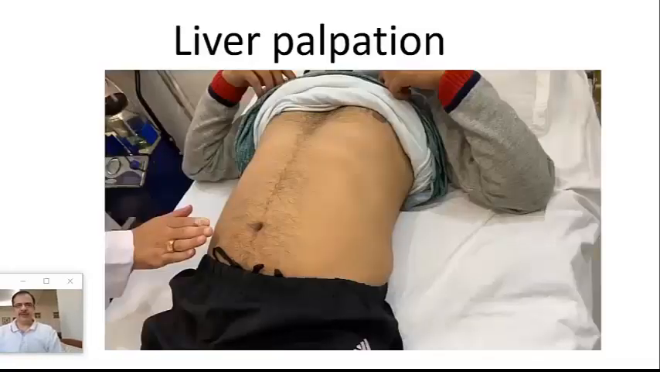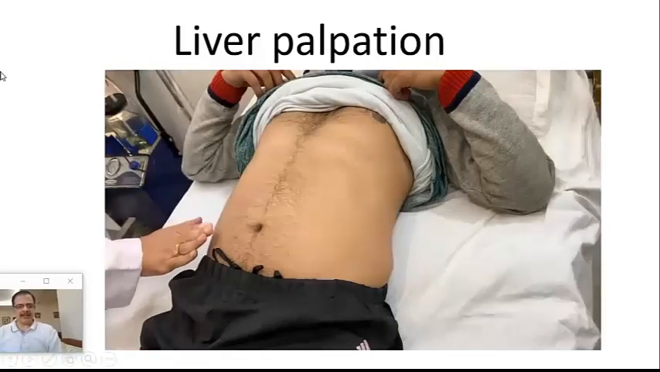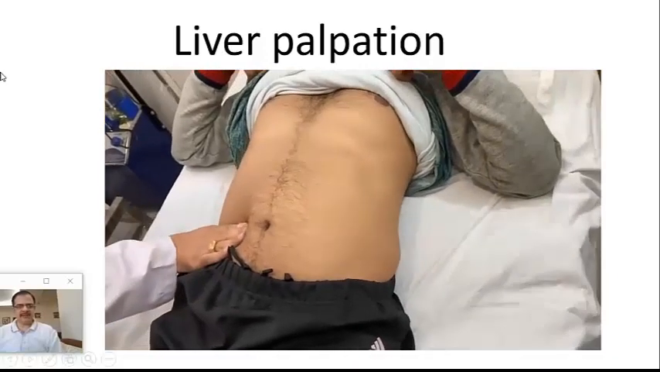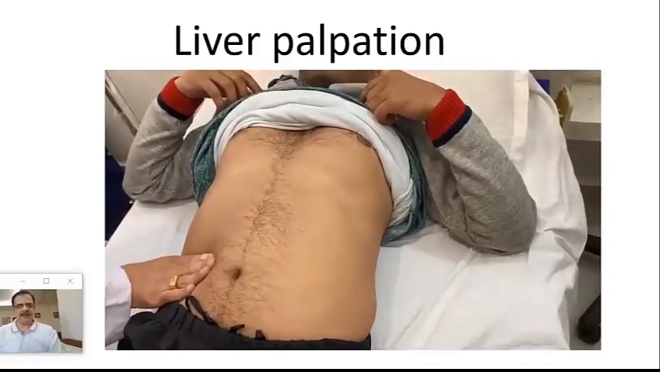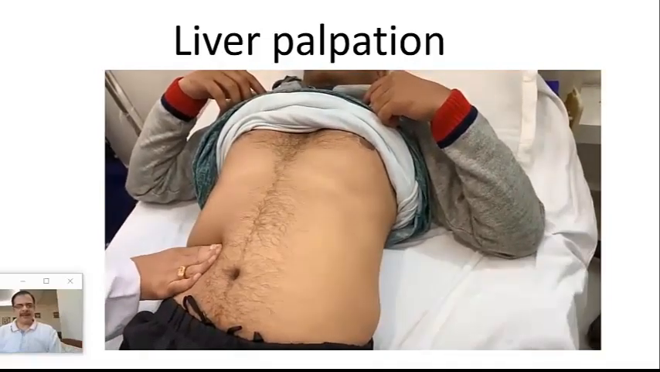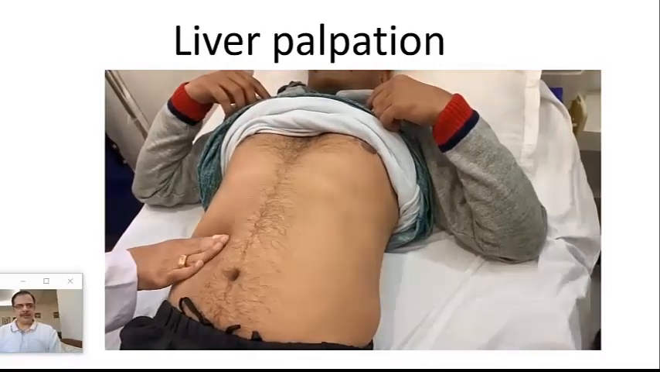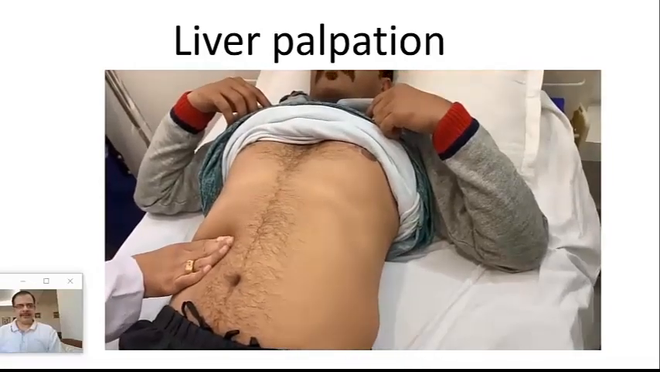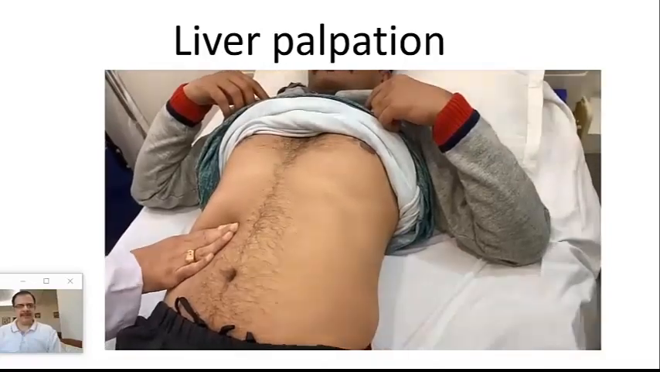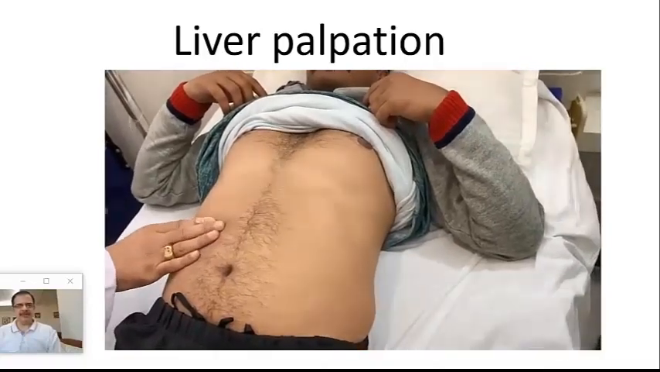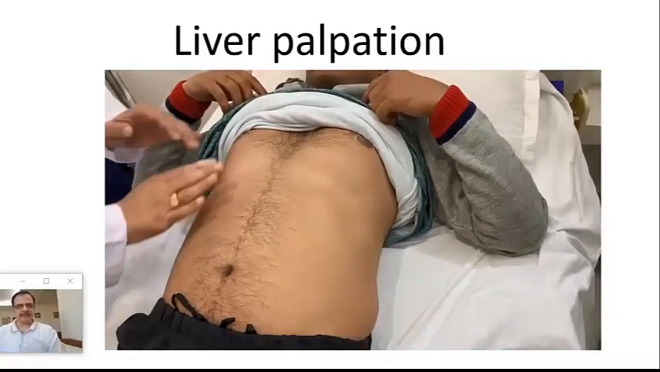First, we should know how to palpate the liver. The patient should be in a supine position and knees should be flexed, and we will proceed from the right iliac fossa region upward, parallel to the costal margin. The patient will take a deep breath and we will palpate the margin of the liver. This is the palpation of the liver.